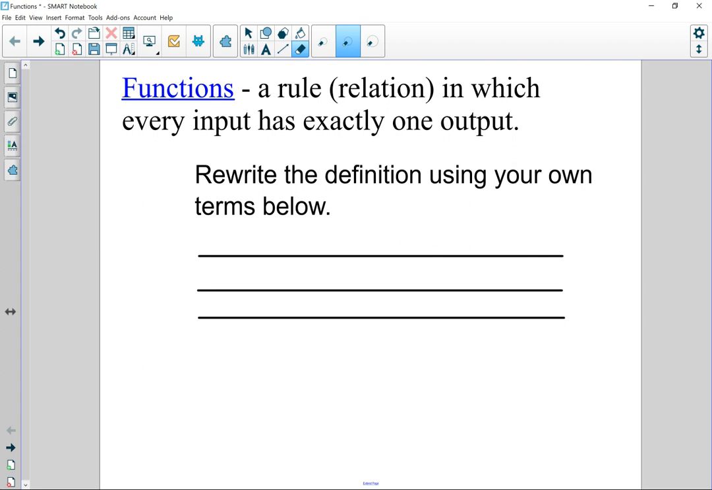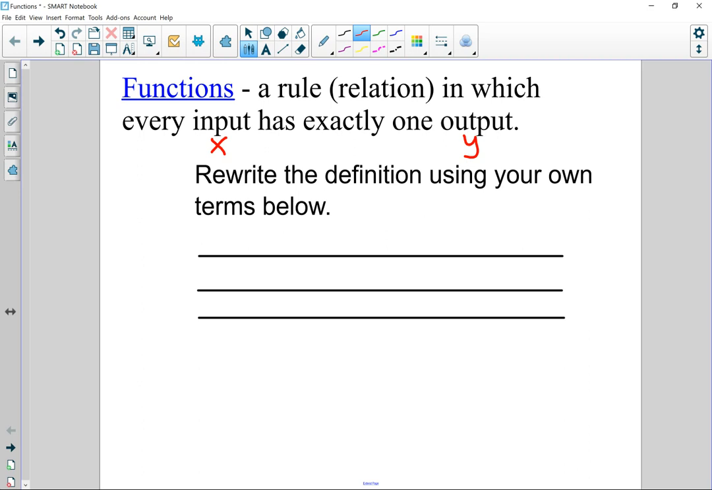Okay, our goal today is to determine whether a relationship is a function or not a function. So let's start with the definition of function. A function is a rule in which every input has exactly one output. So let's talk about what an input would be. In kid terms, an input are all your x values and your output are all your y values.